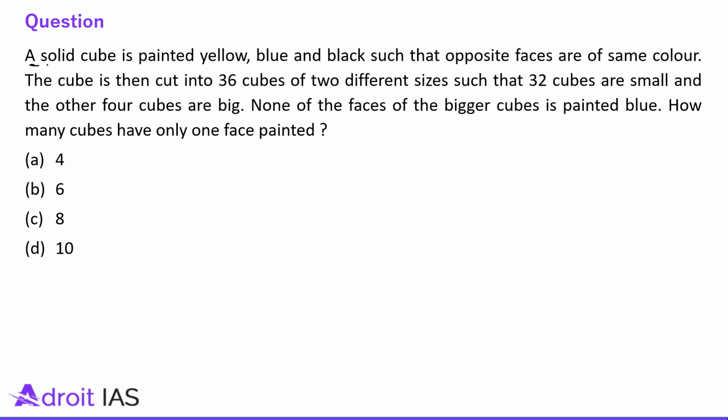This question says a solid cube is painted yellow, blue and black such that opposite faces are of same color. The cube is then cut into 36 cubes of two different sizes such that 32 cubes are small and other 4 cubes are big. None of the faces of the bigger cube is painted blue. How many cubes have only one face painted?